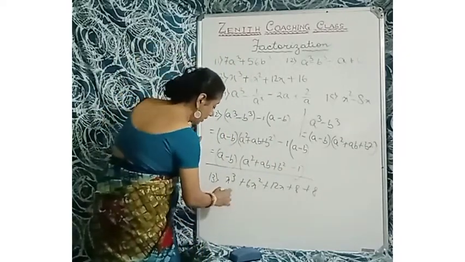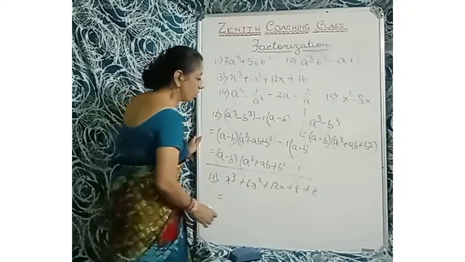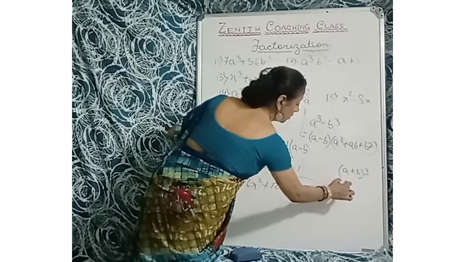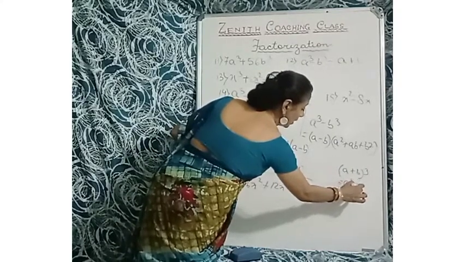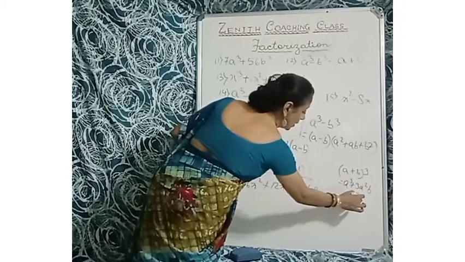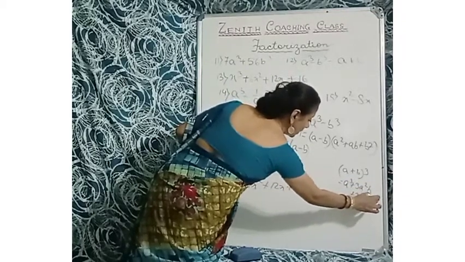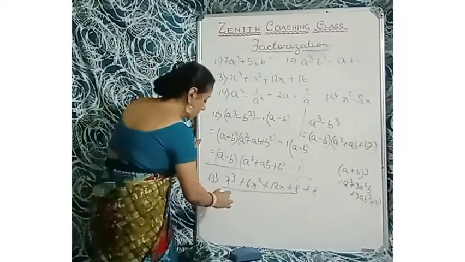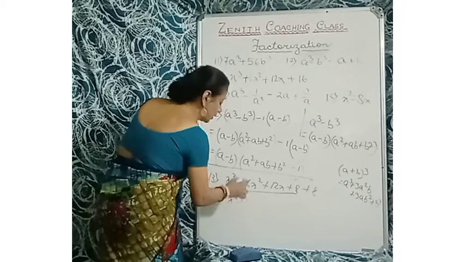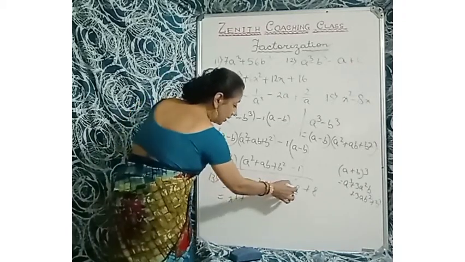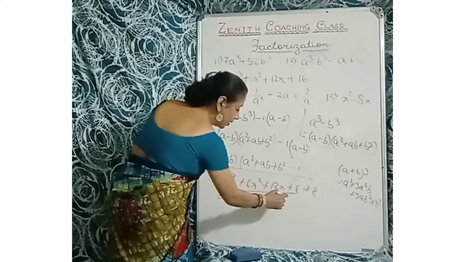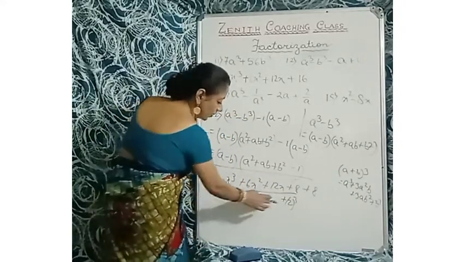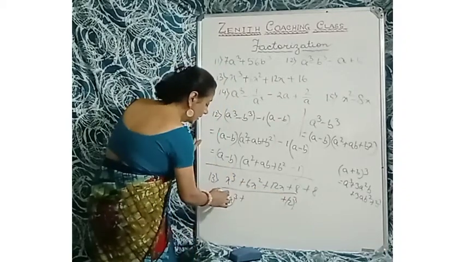So a plus b whole cube, you know, equals a cube plus 3a square b plus 3ab square plus b cube. I'll take it here. Okay, so x cube plus 3a square b. What is this b? It is 2, because we have 8, which means 2 cube. So this is a, this is b, so this is a cube, this is b cube.